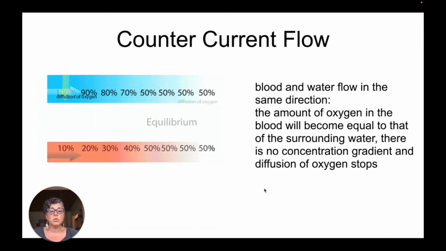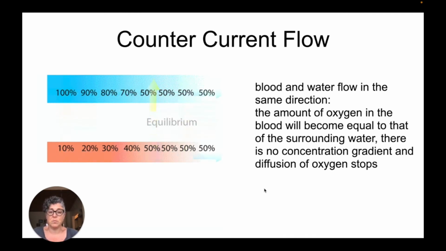And so eventually the oxygen in the water outside the fish and the blood inside the fish is going to be the same concentration. And so therefore that system will have reached equilibrium and there's no longer a concentration gradient and the diffusion of oxygen will stop. This is extremely inefficient for the fish.